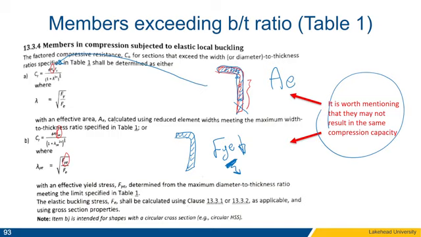How can we get the effective area or the effective yield? This is what I am going to show you in the next example. So it is literally from the equations of table 1. So let's say if you have d minus 2t divided by w, it has to be less than or equal to 670 divided by the square root of F yield. Let me double check.